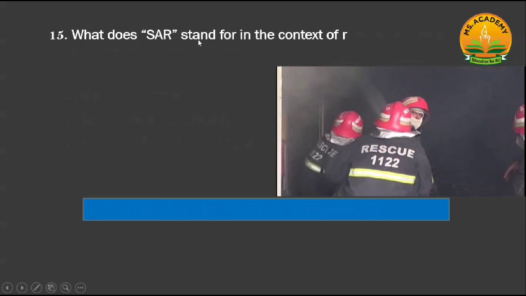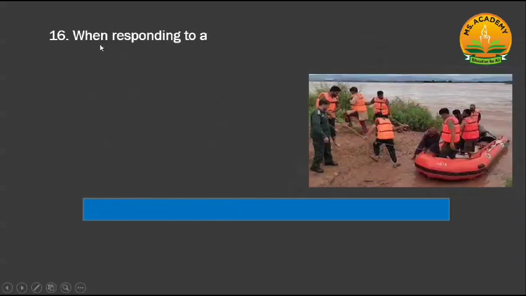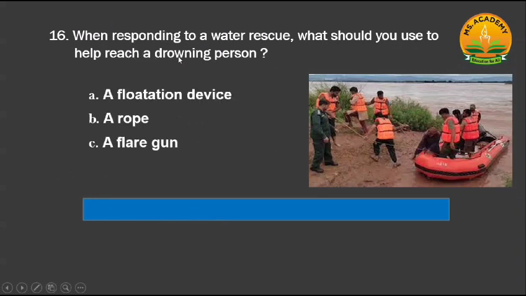What does SAR stand for in the context of rescue operation? Correct option A, search and rescue. When responding to a water rescue, what should you use to help reach a drowning person? Correct option A, a flotation device.